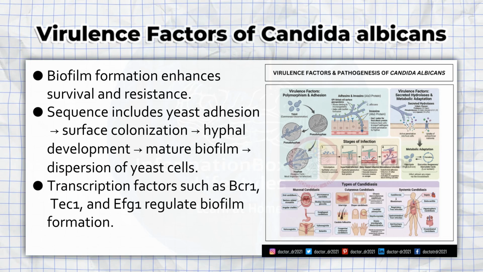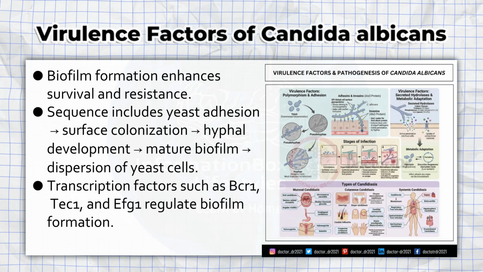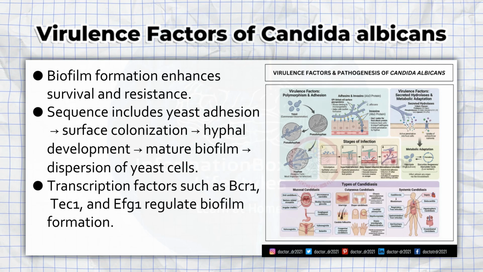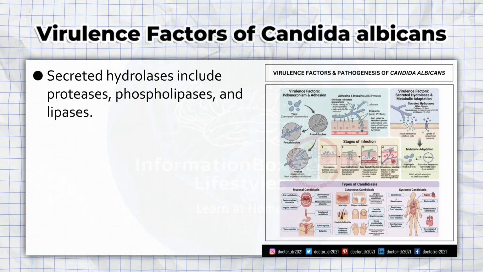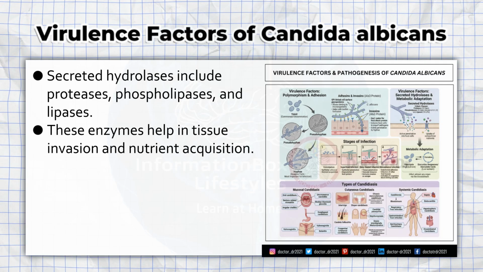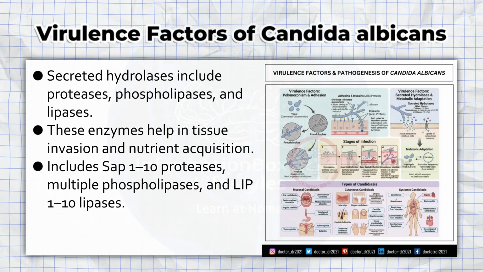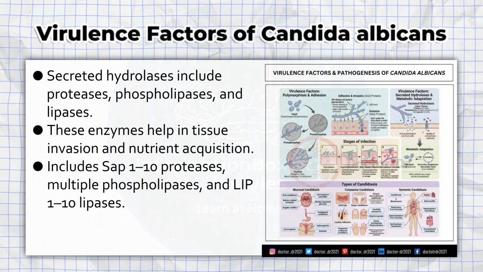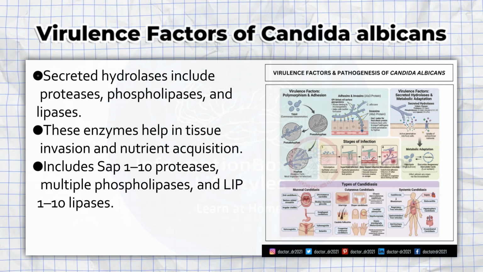Transcription factors such as BCR1, TEC1, and EFG1 regulate biofilm formation. Secreted hydrolases include proteases, phospholipases, and lipases. These enzymes help in tissue invasion and nutrient acquisition. Include SAP1 to 10 proteases, multiple phospholipases, and LIP1 to 10 lipases.